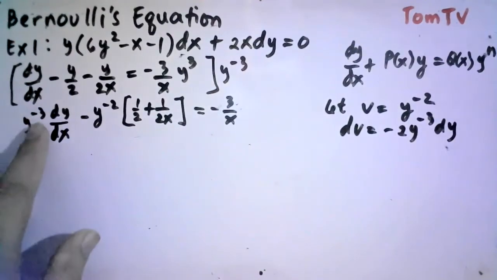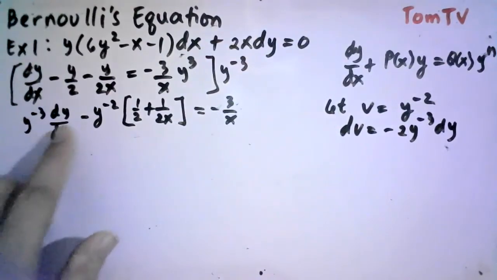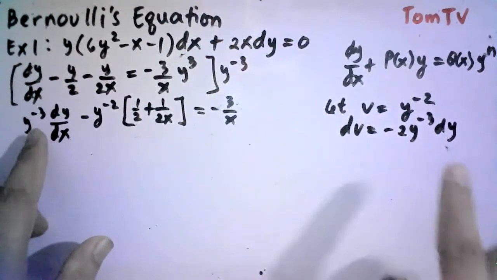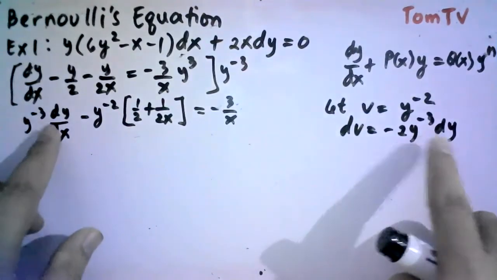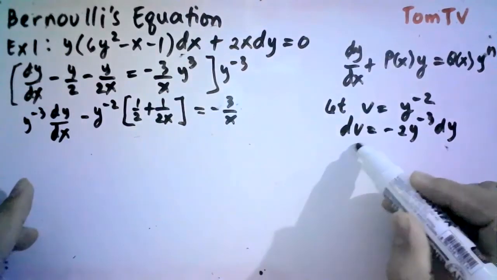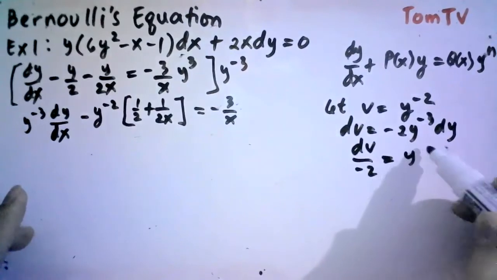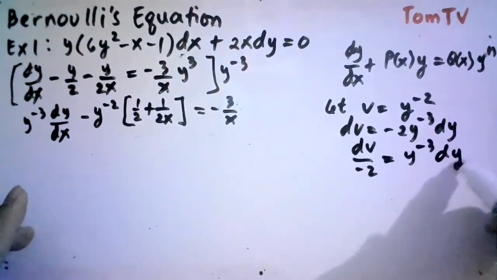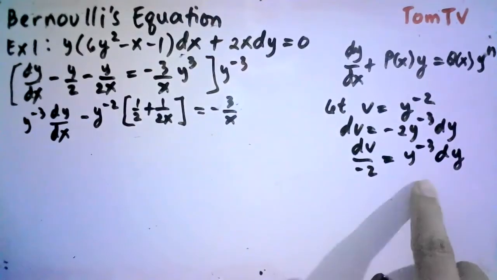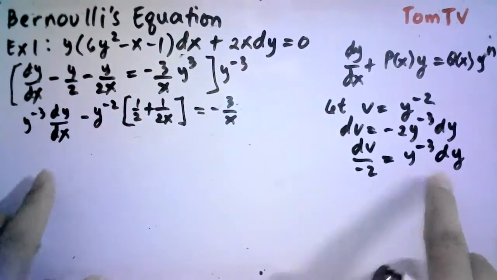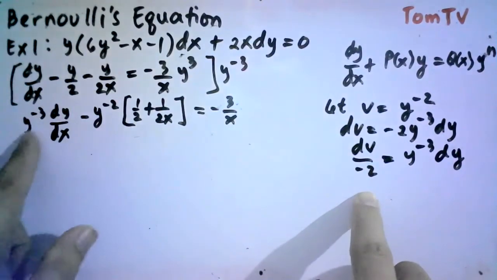Now, y^-3 dy. So we need to have this one so that we can substitute the value. So we have here y^-3 dy. So we have dv over -2 is equivalent to y^-3 dy. So we will substitute this to our y^-3 dy, so that we have dv over -2 instead of y^-3 dy.